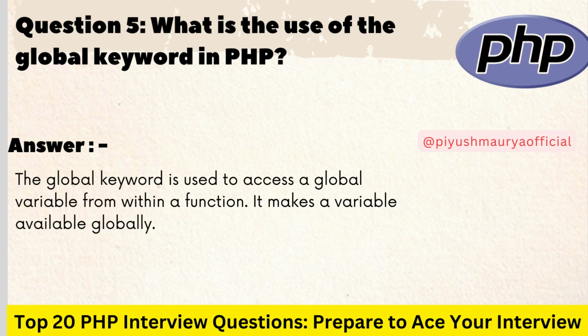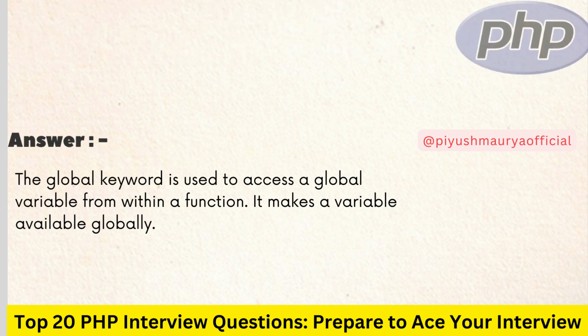Question 5. What is the use of the global keyword in PHP? The global keyword is used to access a global variable from within a function. It makes a variable available globally.